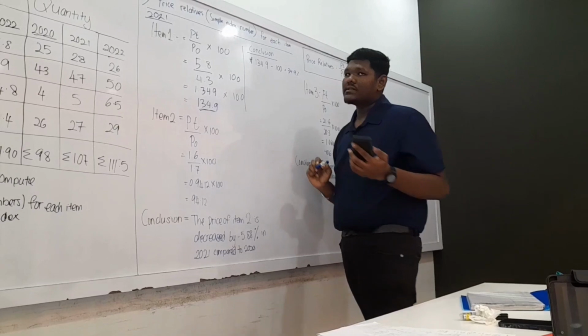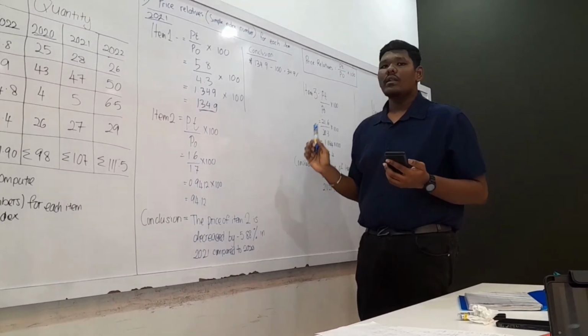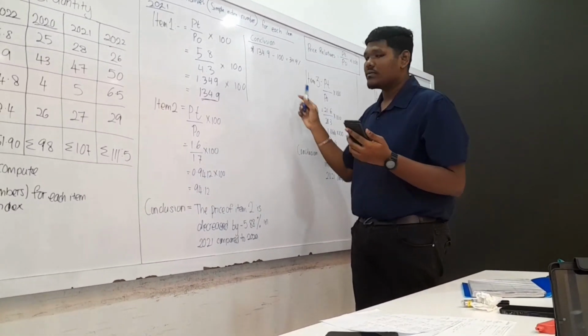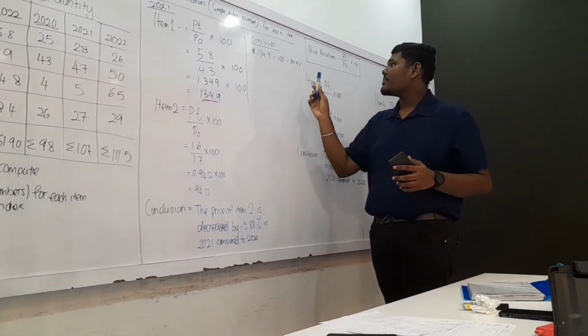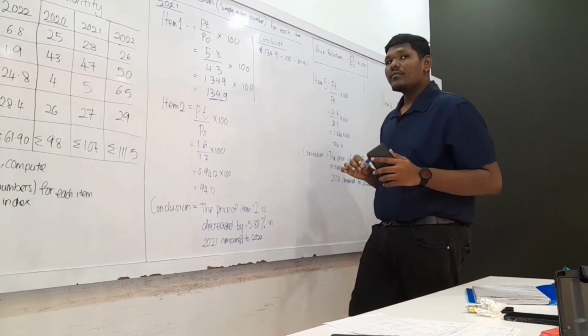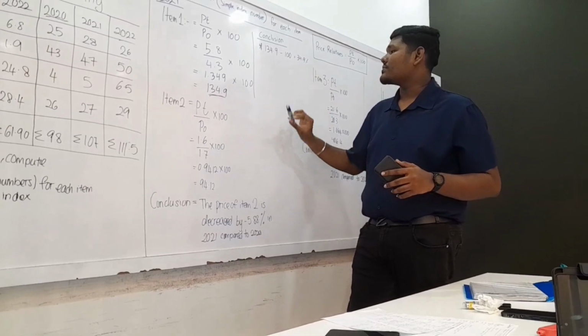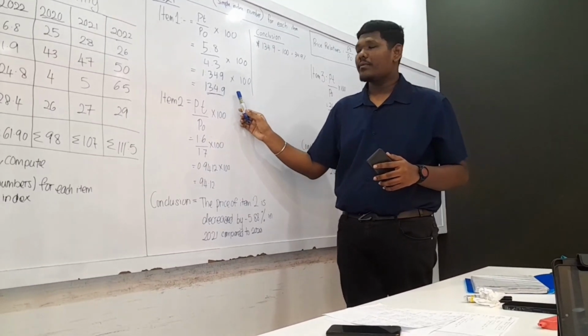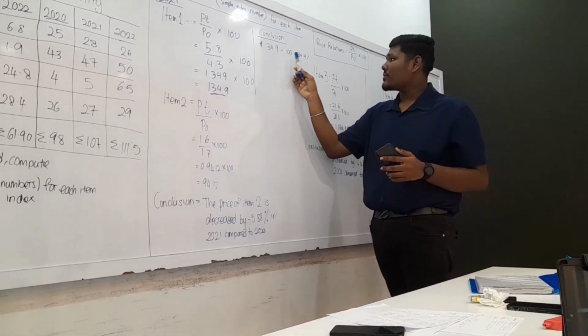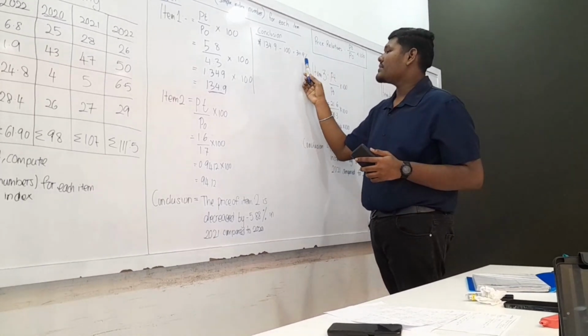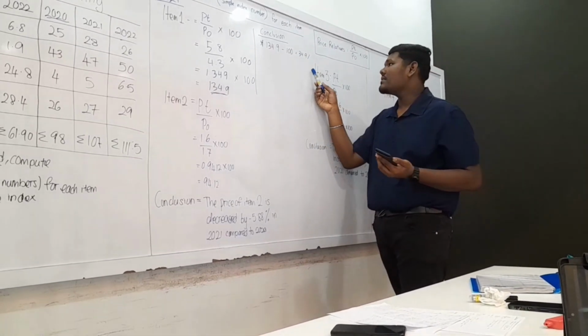A very important tip: whenever you write a conclusion, you have to write it in percentage. So you find the percentage by doing this calculation: whatever answer you get from here, you minus 100, and then the answer is here. Just put the percentage symbol, and that's all.